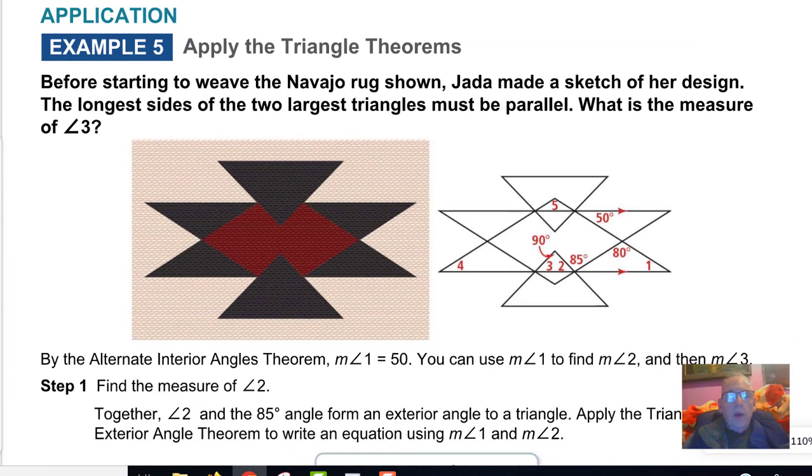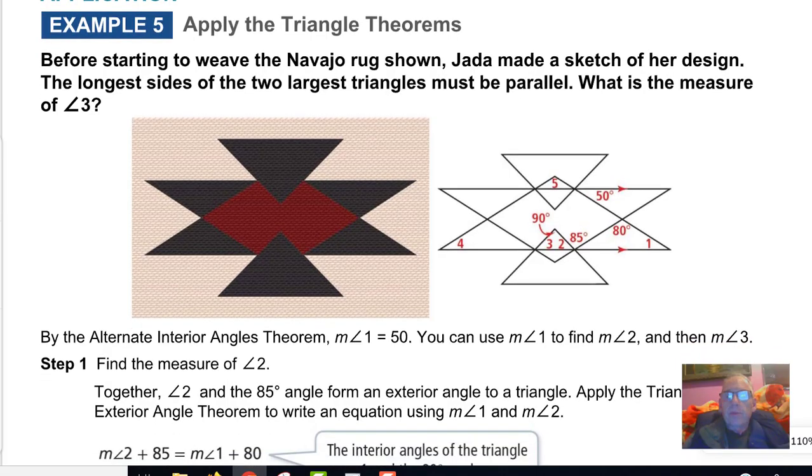So here we want to apply these triangle theorems. Jada made a sketch of her design. The longest sides of the two largest triangles have to be parallel. What's the measure of angle 3 got to be? So they want us to find out what this measure of angle 3 is. So let's see what we got.